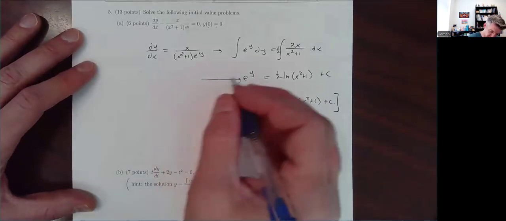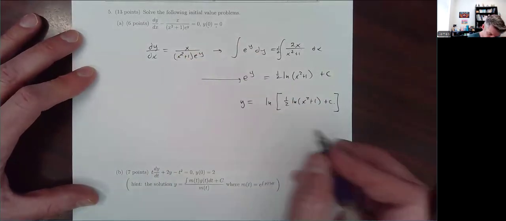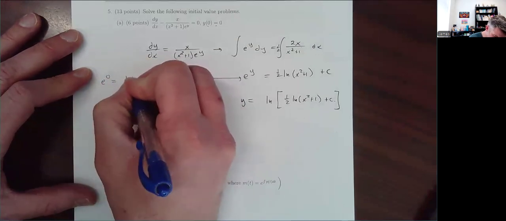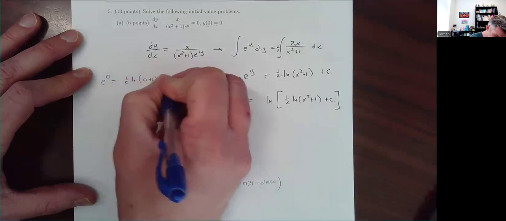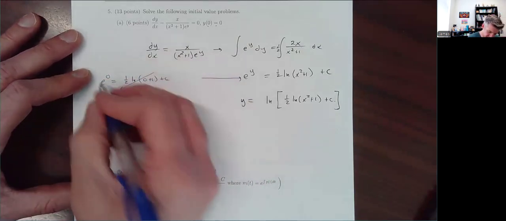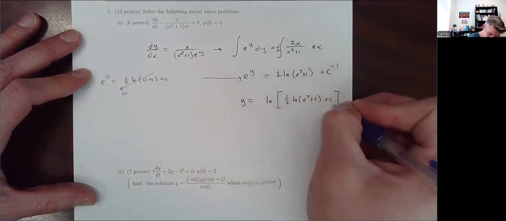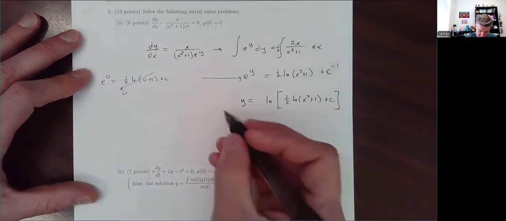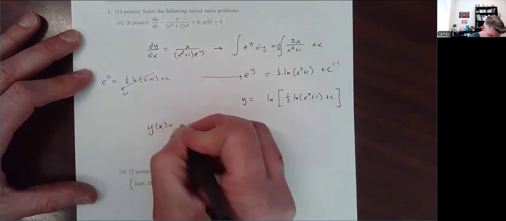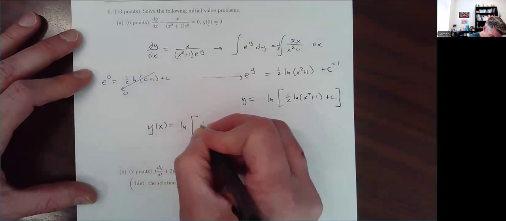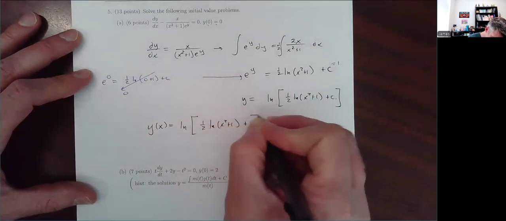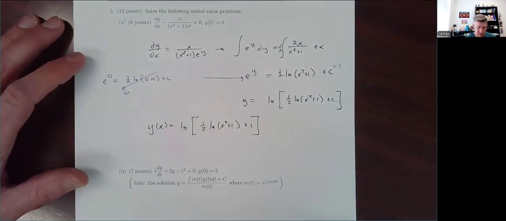If I plug in 0 for y and 0 for x, I'm going to get e to the 0 equal to 1/2 times the natural log of 0 plus 1 plus c. Natural log of 1 is 0, so c is equal to e to the 0, which is 1. So really, I could have skipped writing this and said, cool, my function y of x is equal to the natural log of 1/2 times the natural log of x squared plus 1 plus 1. Kind of funky.